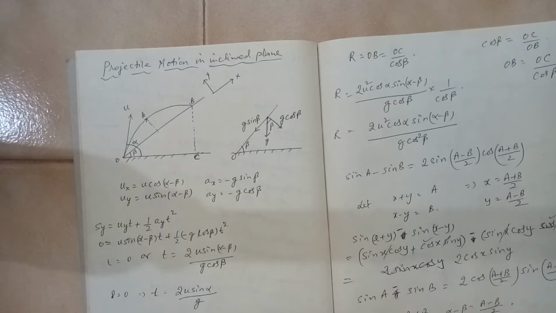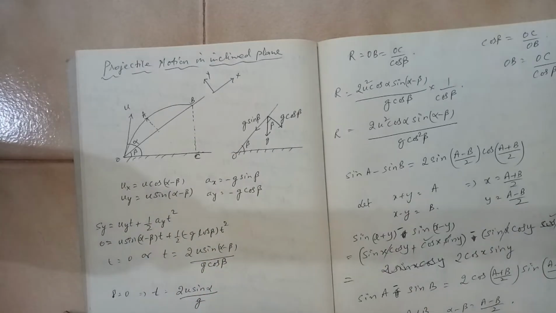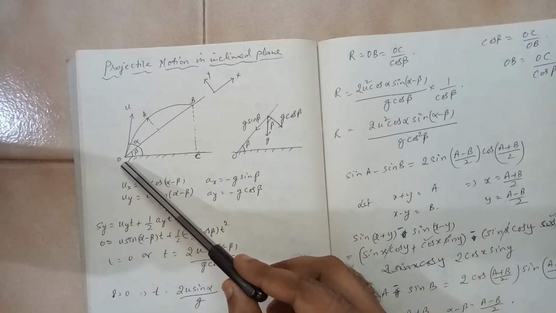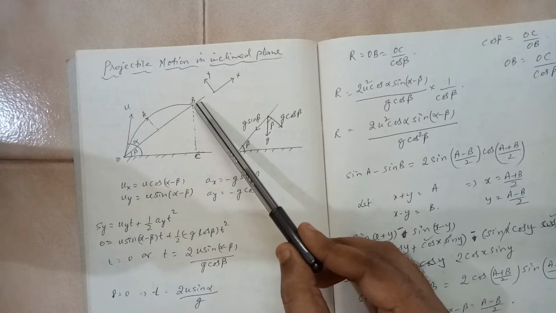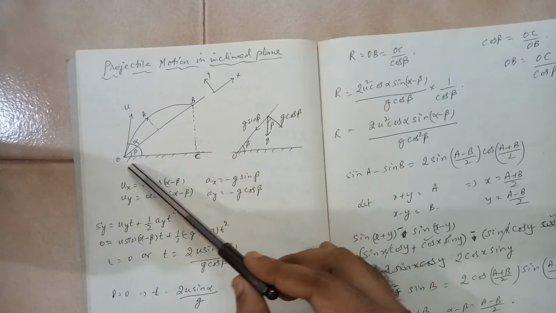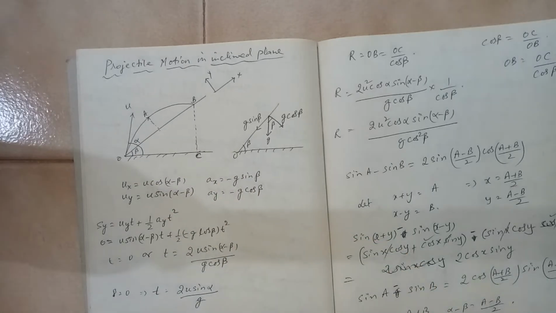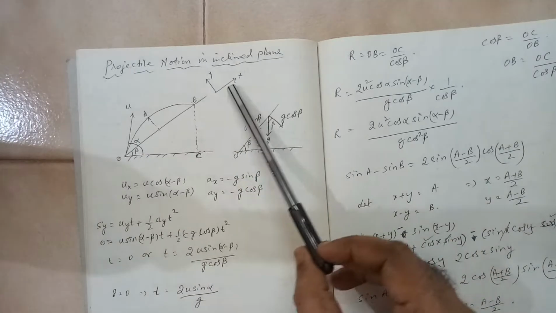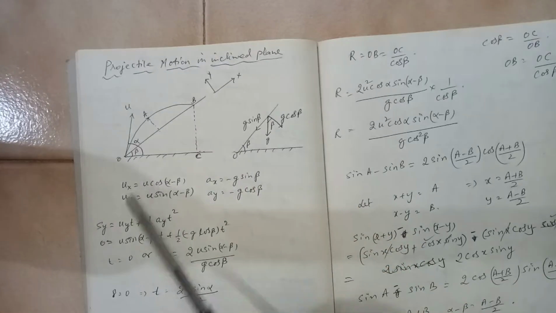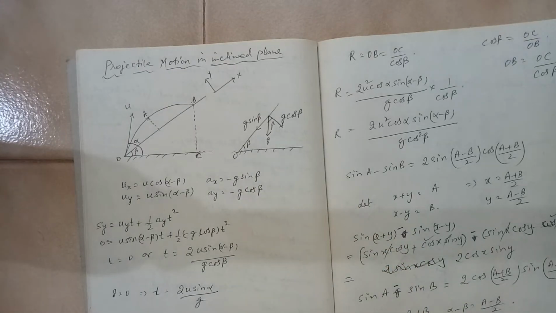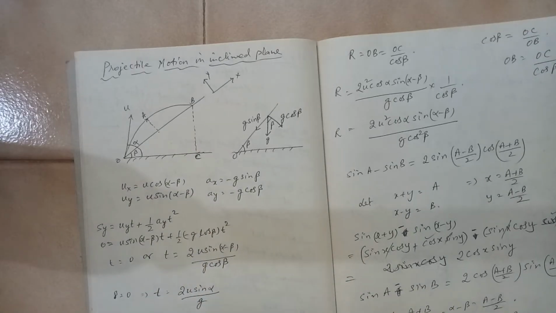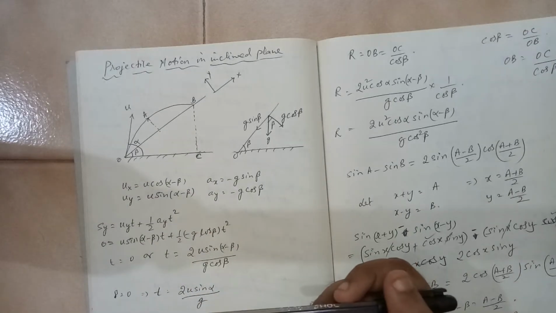And as usual, we want to find the range and the time of flight. Time of flight means when you throw it from here, it will land somewhere at B. So the total time of flight is T. And here the x-axis we are taking along the plane and the y-axis we are taking perpendicular to the plane.